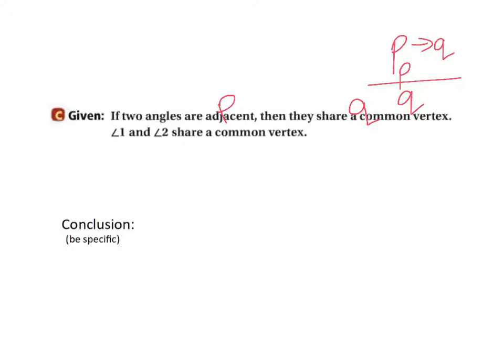You can't switch that around. Angle 1 and 2 share a common vertex. I can't come back and switch it and say, oh, then they're adjacent. It has to follow in this exact order. I can show you an example right here. Here'd be angle 1, and here's angle 2. They share this same vertex, but they are not adjacent to one another. So you can't switch that pattern. It's got to stand by that exact pattern. That's called the law of detachment.